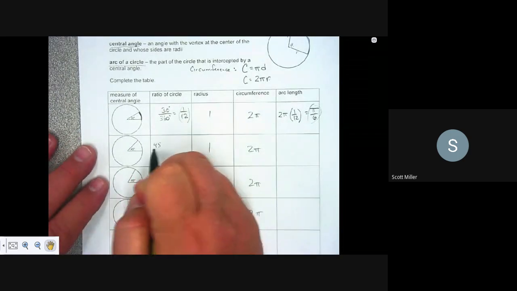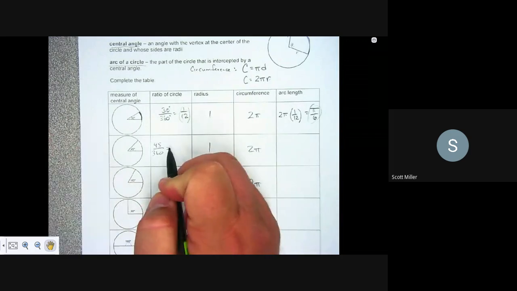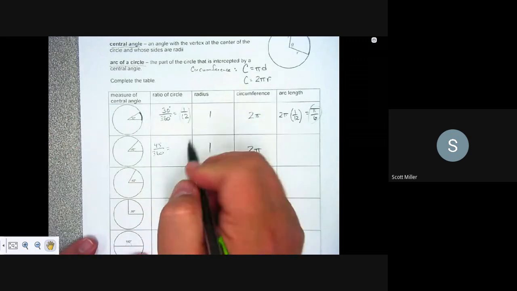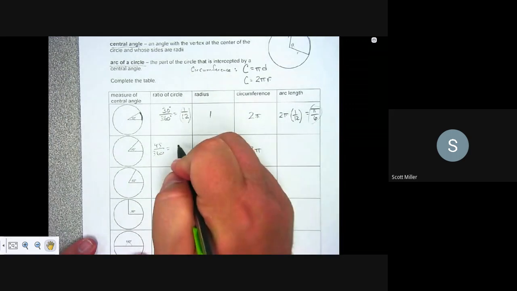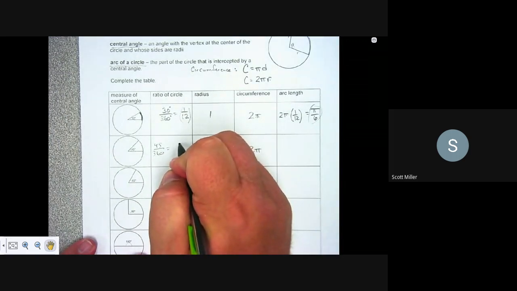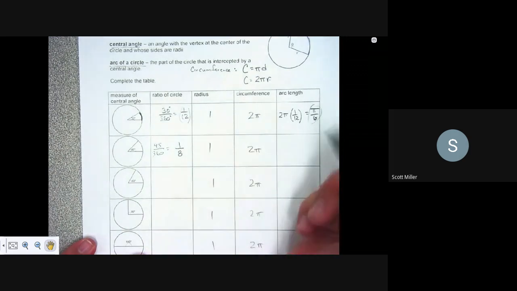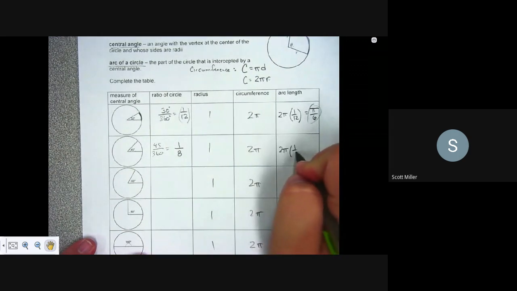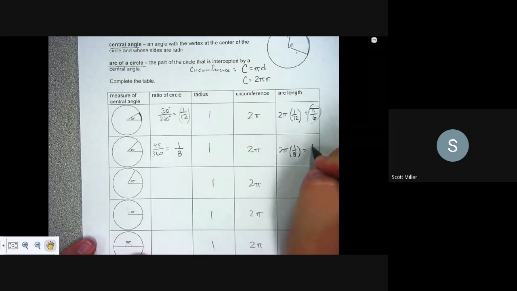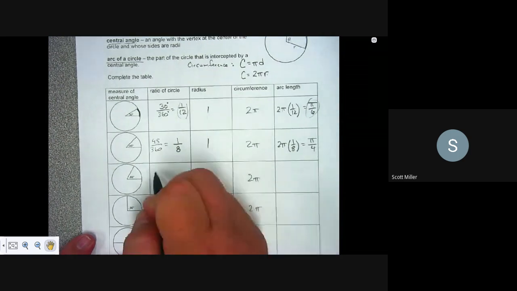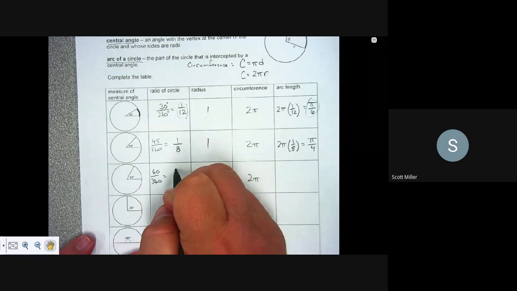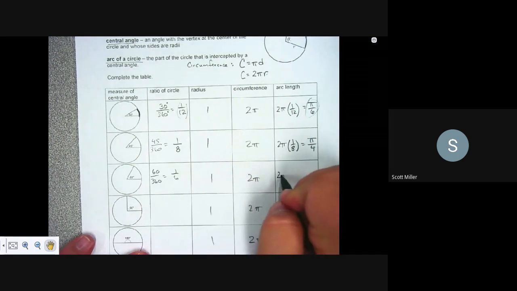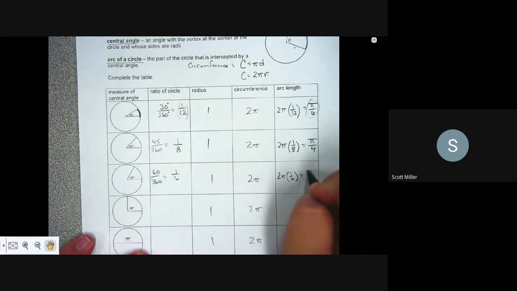This is 45 out of 360. And so you can reduce this down, and I do believe it is going to be 1/8. You reduce that, and so 2 pi times 1/8 gives me pi divided by 4. Okay, and we can go through the same process for all of these. This would be 1/6, and 2 pi times 1/6 is pi over 3.